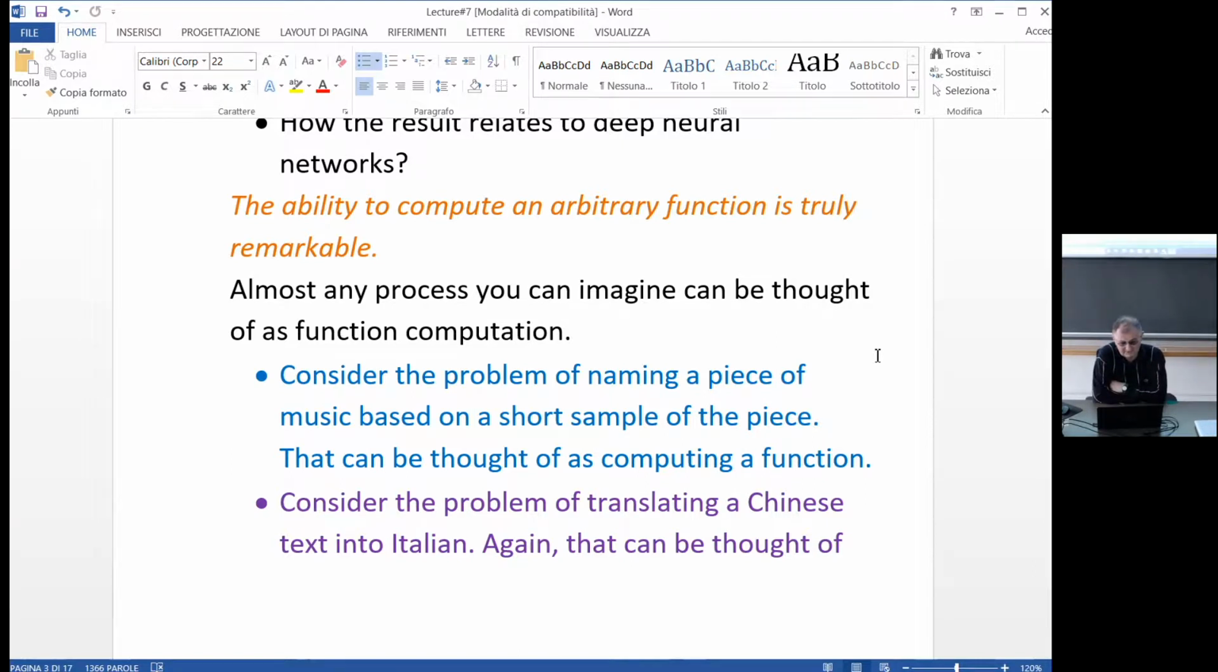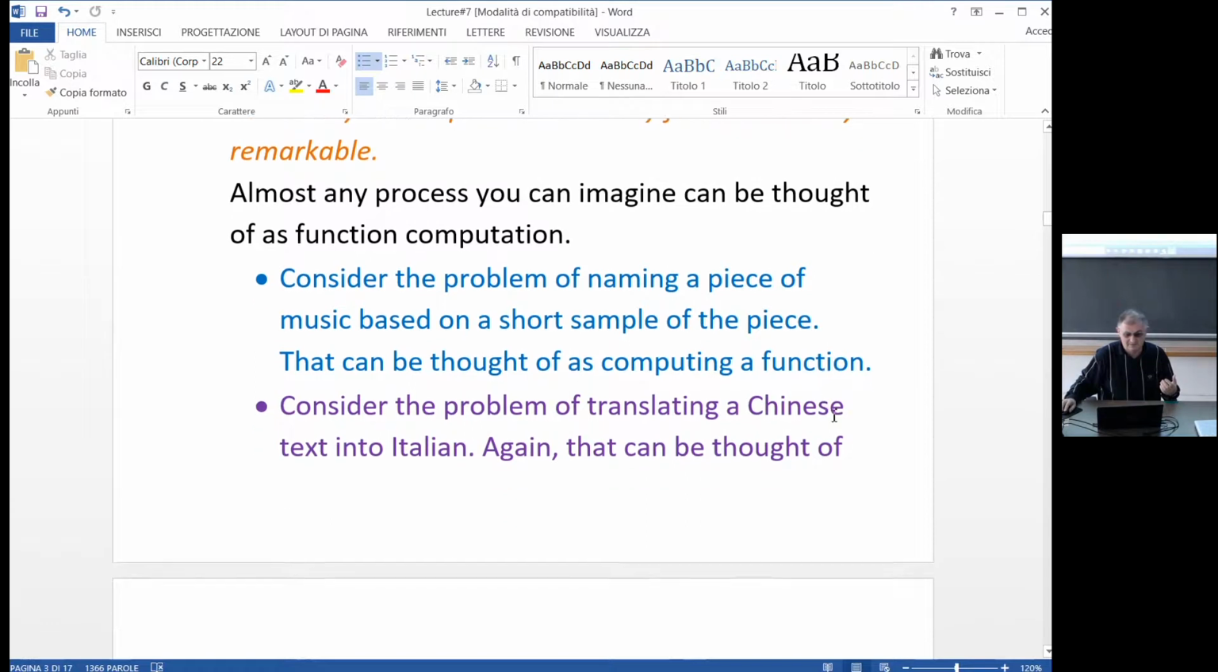Almost any process you can imagine can be thought of as a computation of a function. For example, the problem of naming a piece of music based on a short sample of the piece can be thought of as computing a function.